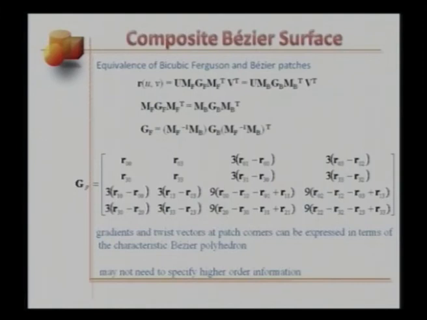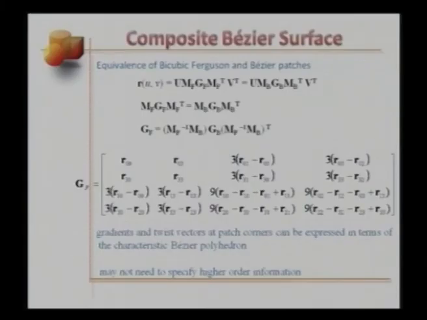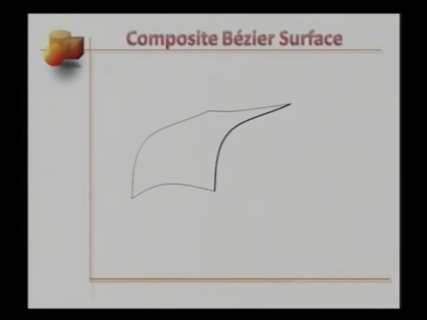That gives us one important hint as a designer. We may, after all, not need to specify higher order information. In fact, we don't need to go through unnecessary and intricate computations that we had seen in case of composite Ferguson patches. Let's continue with composite Bezier surfaces.